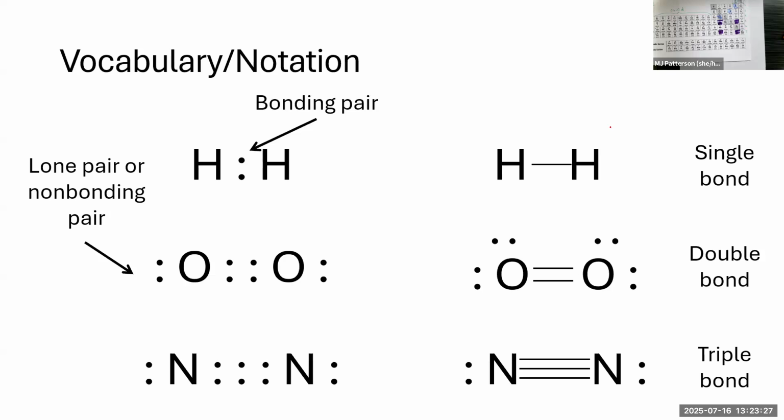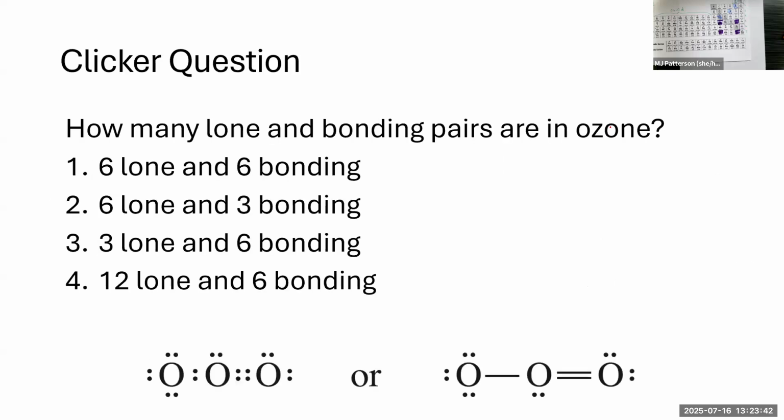And we can draw 2 dots. 2 dots are equivalent to 1 line. We only use the line notation for bonds. We don't use the line to represent a lone pair. The lone pairs are drawn as dots. Bonding pairs are drawn as lines.